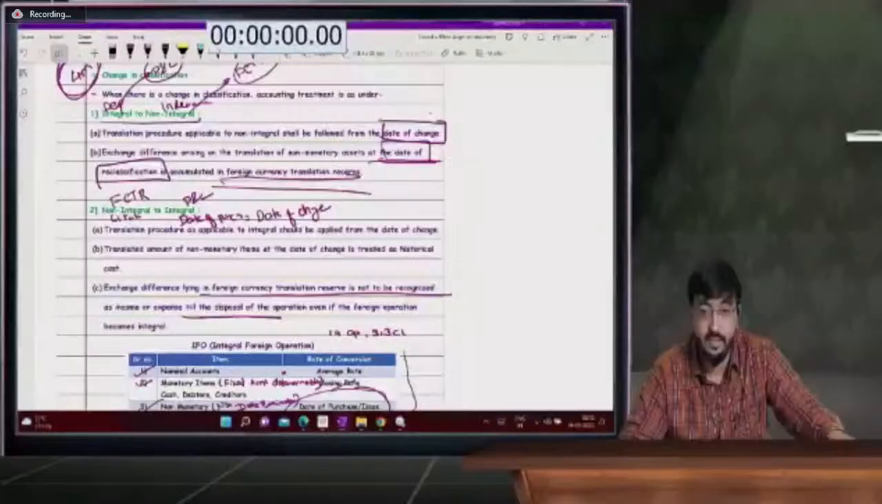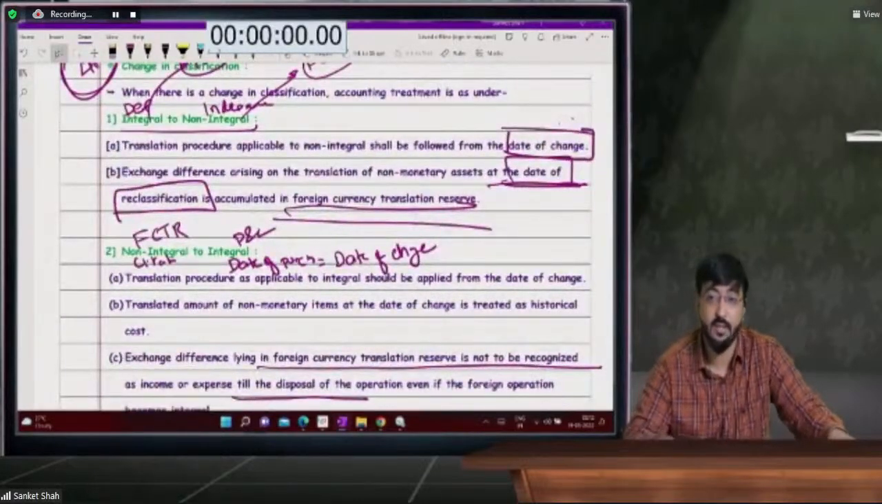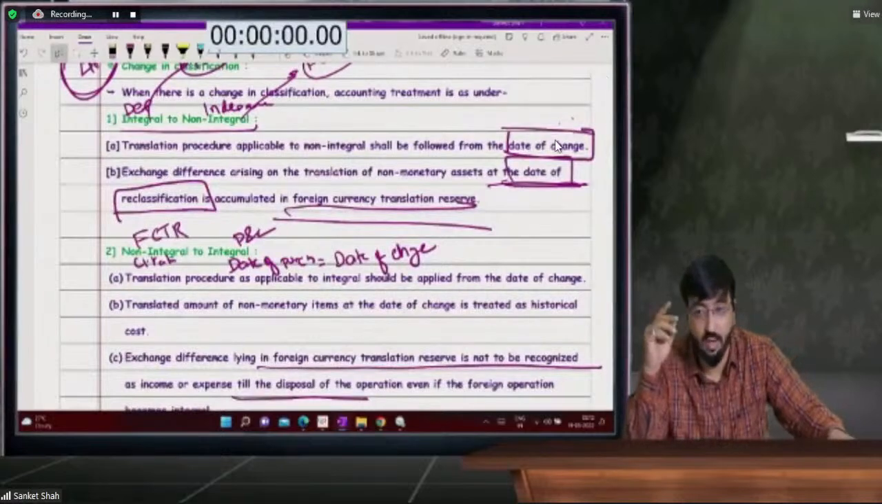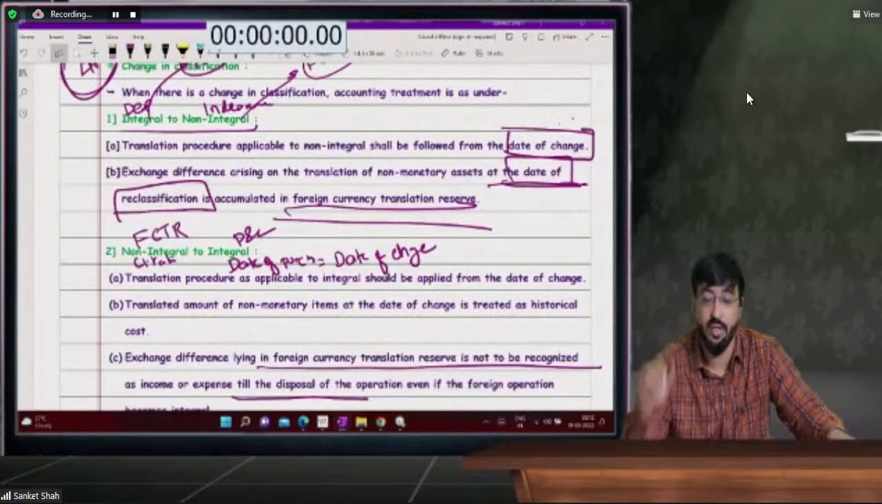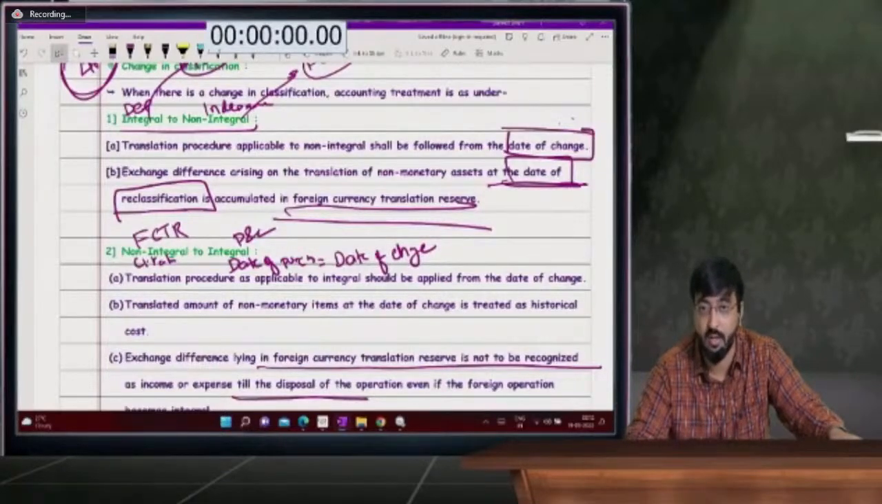So friends, in case of foreign branch, understand the concept. So first thing, yes, I will quickly revise all this concept now. So foreign operations is divided in 2 parts. One is integral, second one is non-integral. So integral operation, integral means dependent and non-integral means independent in simple language. In simple language, because there are some indicators of integral foreign operations and non-integral foreign operations.